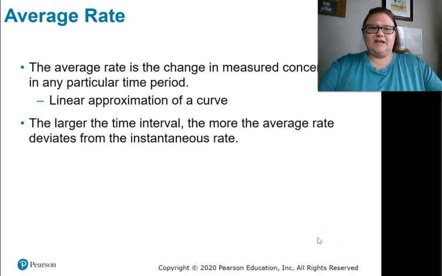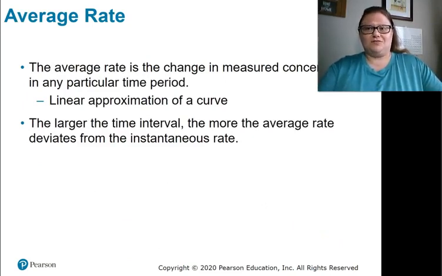Okay, and so that is our rate at one moment. We can also look at an average rate. That's measured concentrations in any particular time period. And so when we get an average, we're taking what's called in math the linear approximation of a curve. And we could say that the time interval, the larger it is, the more the average rate is going to be different from the instantaneous rate, because we're broadening our area that we're looking at.